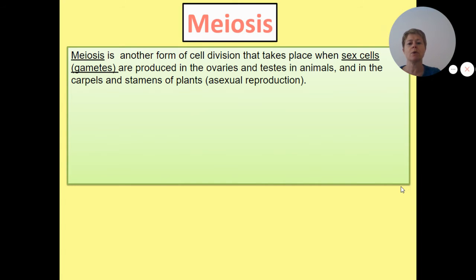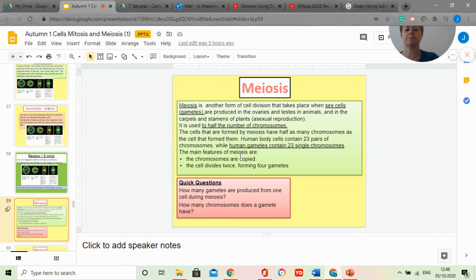This is what happens when sex cells or gametes are produced. So in animals, that's going to be sperm and eggs. And in plants, it's going to be pollen and ova. That should be sexual reproduction, not asexual. Sorry, that's a typo.